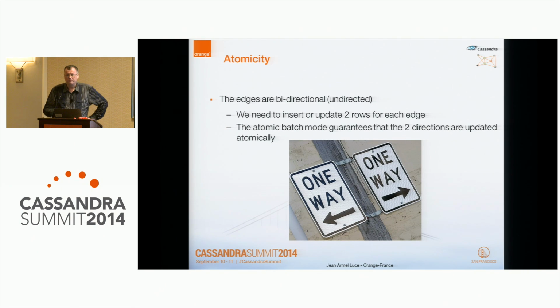Because we need to explore the graph in all directions, for each edge, we need to store 2 rows in our table, one for both directions. So each time we want to insert, update, or delete an edge in our graph, we need to insert, update, or delete 2 rows in the table. And for that, we use the atomic batch mode of Cassandra.